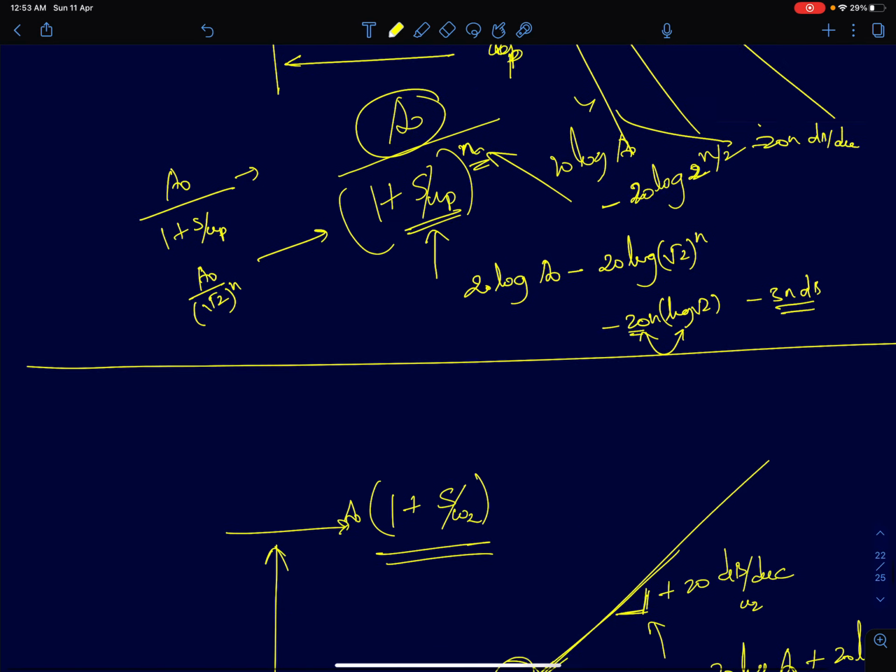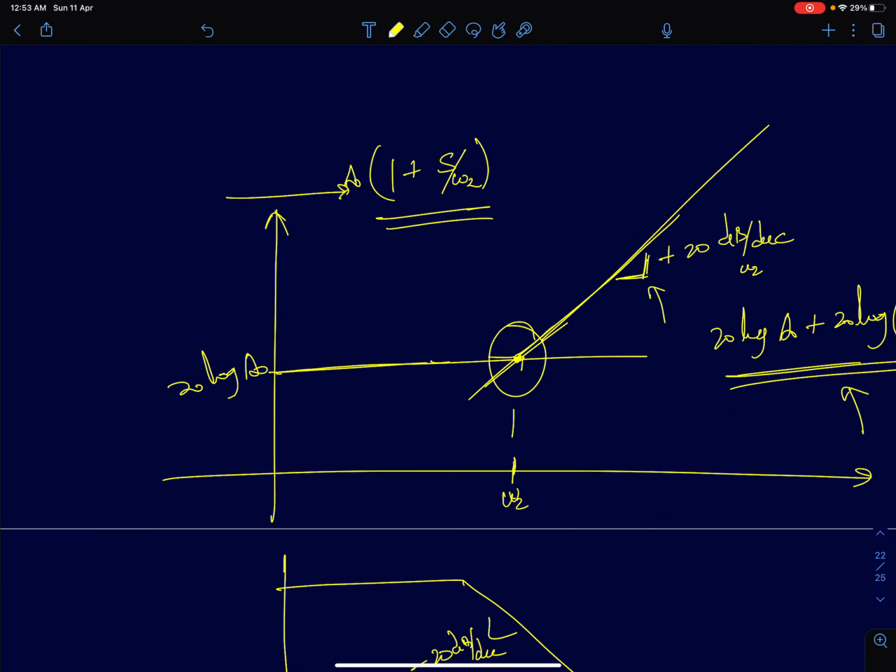The next function which we are going to draw for is a zero. A system with a DC gain of A0 here, and this system has a zero at, so equate the transfer function to 0, you get a zero at s equal to minus omega z.